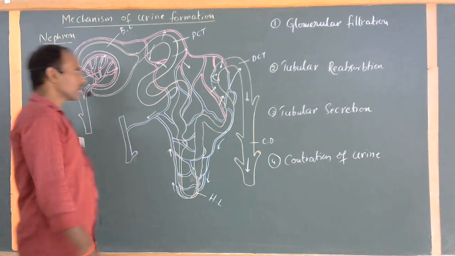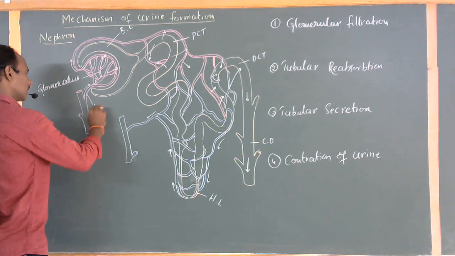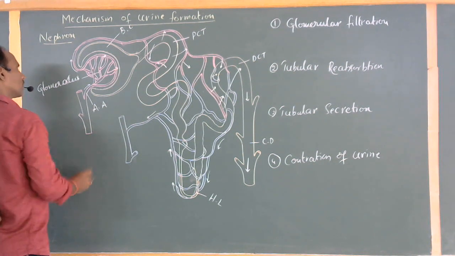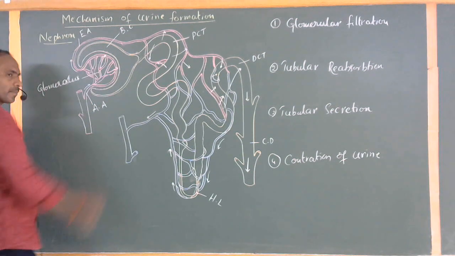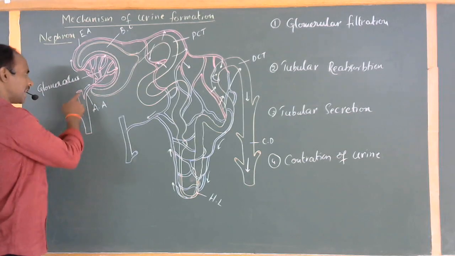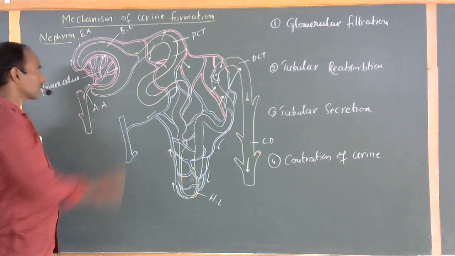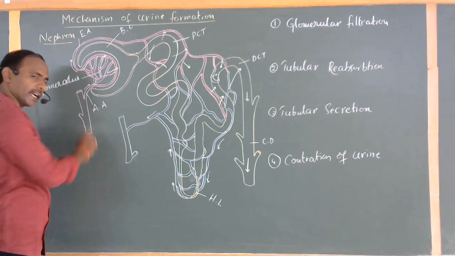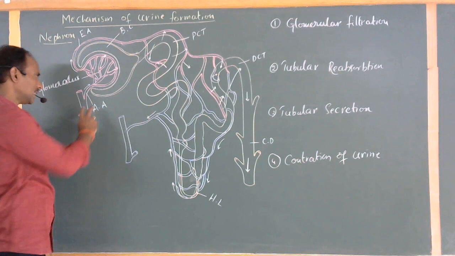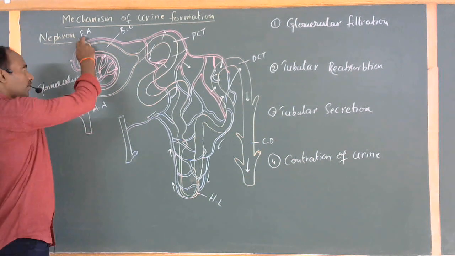Clear? Listen. This is called the afferent arteriole, and this is called the efferent arteriole. The diameter of the afferent arteriole is broader, while the diameter of the efferent arteriole is narrow by comparison. The pronunciation of these two is similar: afferent arteriole, efferent arteriole.